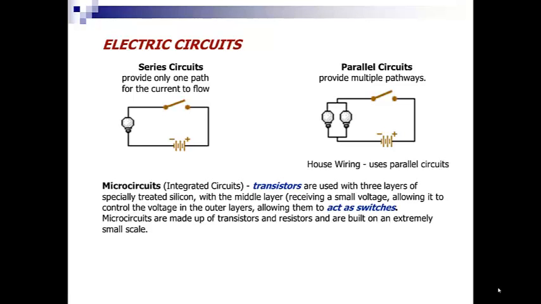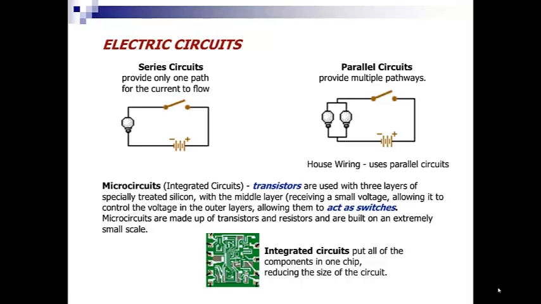Microcircuits or integrated circuits. Transistors are used with 3 layers of specially treated silicon, with the middle layer receiving a small voltage, allowing it to control the voltage in the outer layers, allowing these to act as switches. Microcircuits are made up of transistors and resistors and are built on an extremely small scale. Integrated circuits put all of the components of a circuit onto one chip, reducing the size of the circuit substantially.